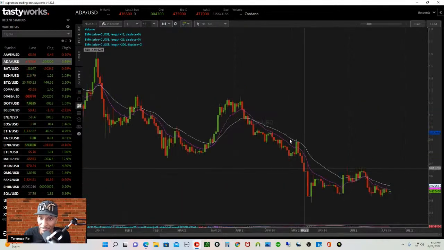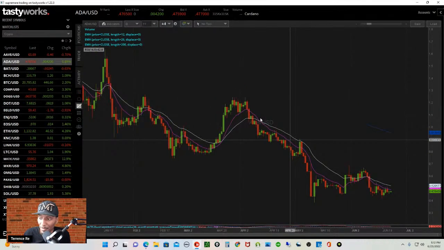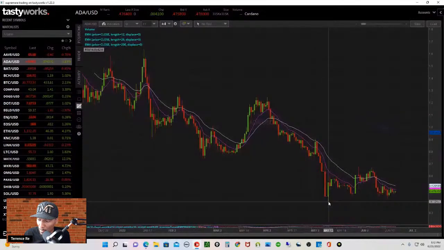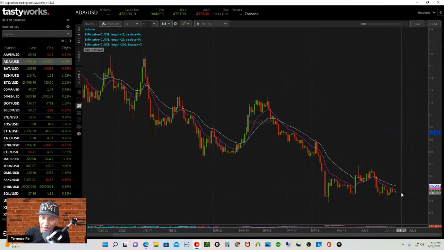So if we look at this, we can see that Cardano's right down here. We had this low back on, what is that, May 12th. We got a pop here, came back down into here, and it's still holding that low. So I have a Coinbase account. In my Coinbase account, I've just been buying a little bit of Cardano.